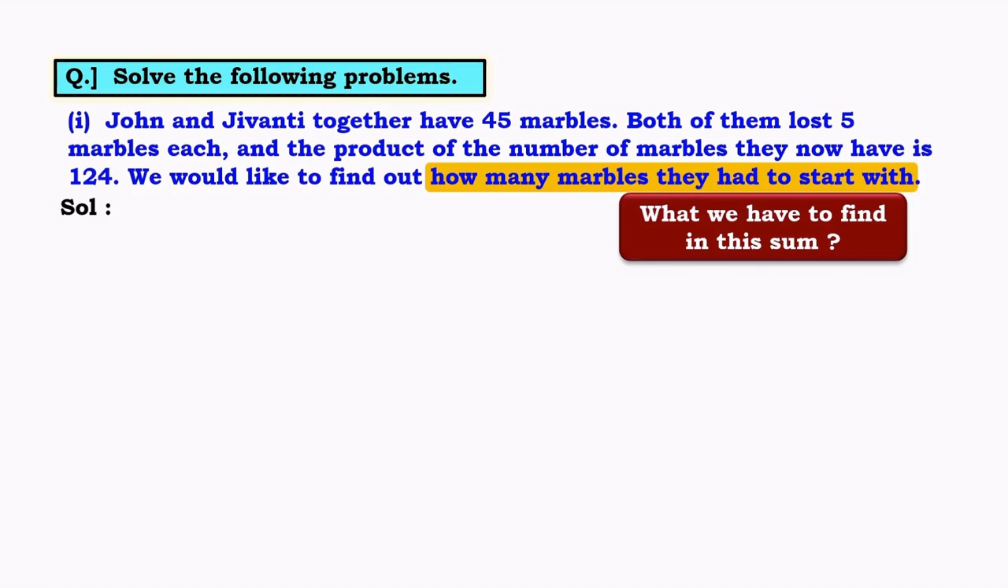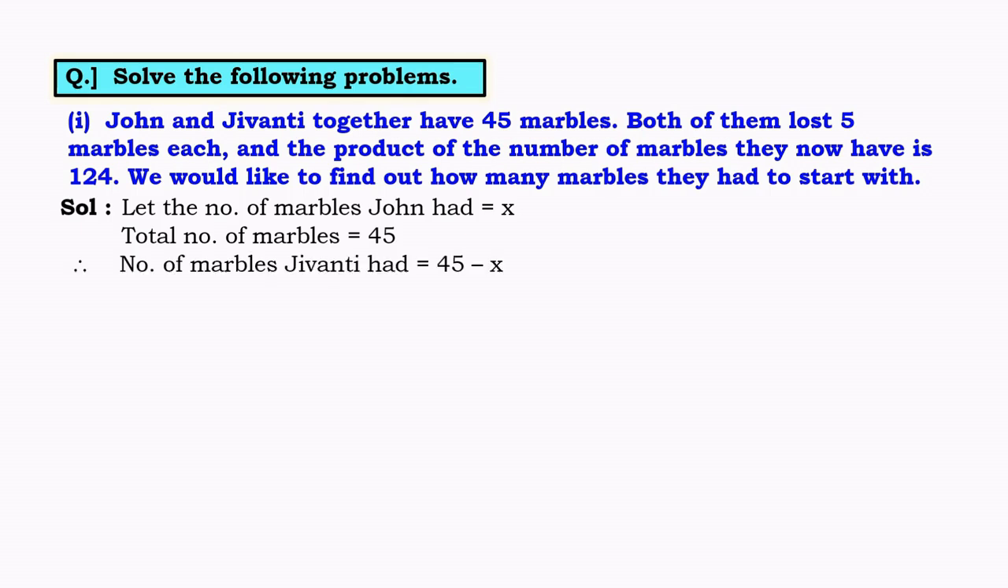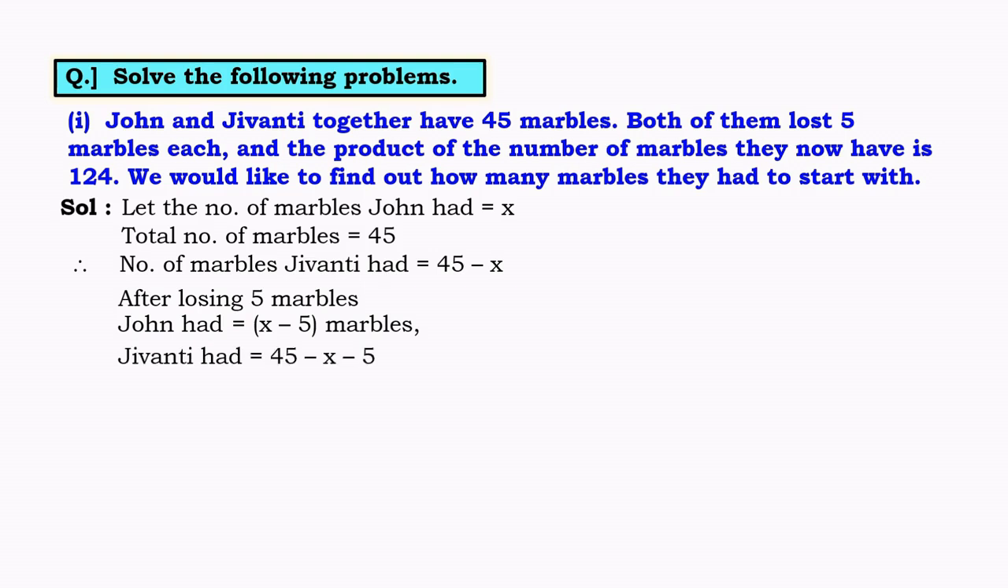Let the number of marbles John had initially be x. Since together they had 45 marbles, the number of marbles Jeevanti had initially will be 45 minus x. Now both of them lose 5 marbles each. Therefore, John now has x minus 5 marbles. Jeevanti now has 45 minus x minus 5 marbles, which simplifies to 40 minus x marbles.